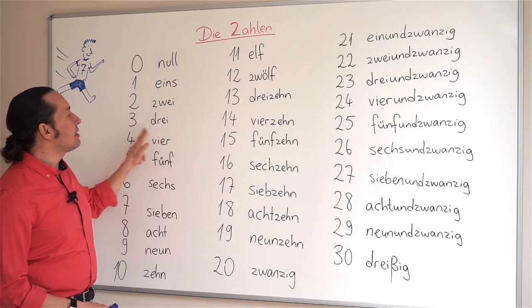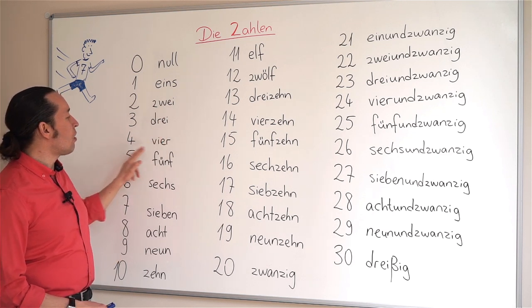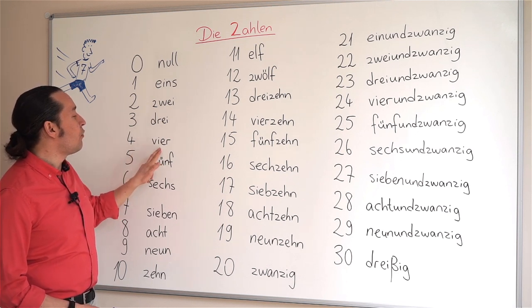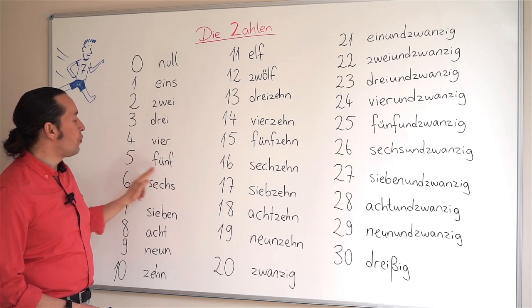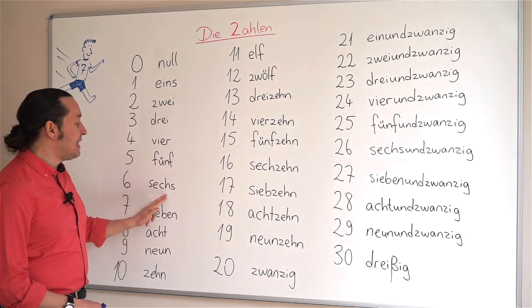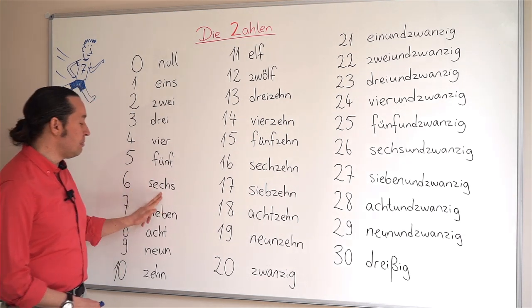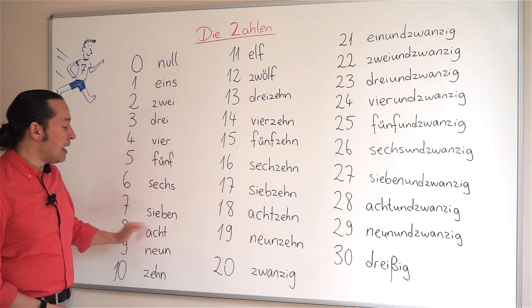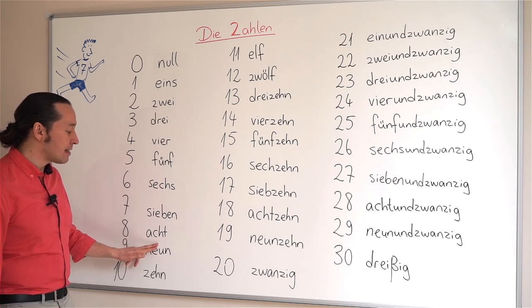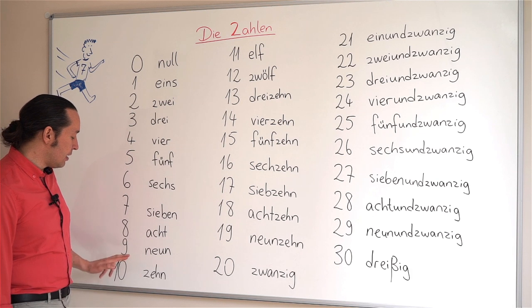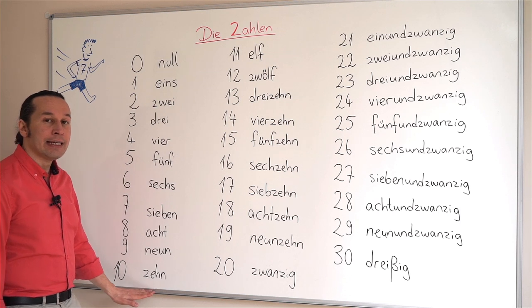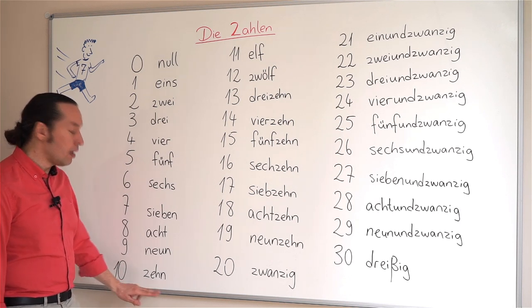Drei, three. Vier, that stands for four. Fünf, stands for five. Sechs, that means six. Sieben, that's seven. Acht, that's eight. Neun, nine. Zehn, that stands for ten.